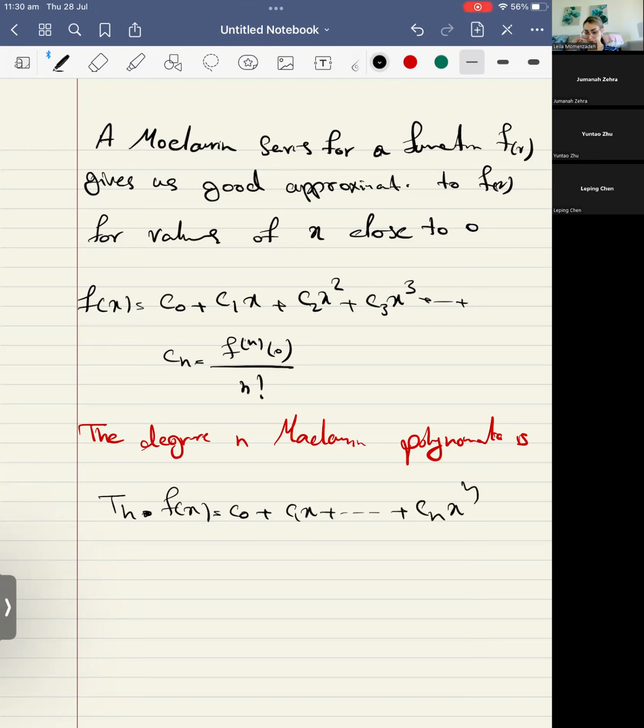For example, T3 of sine x is equal to x minus x^3 over 6, or T2 of cosine x is 1 minus x^2 over 2. We can put some polynomial function. Okay.